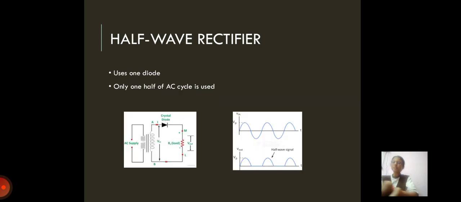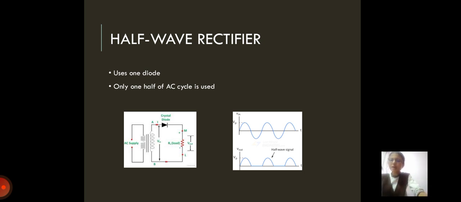These rectifiers are also divided into two types. One is the half wave rectifier and the second is the full wave rectifier. First is the half wave rectifier. In a half wave rectifier, we use only one diode. Only one half of the AC cycle is used. It allows only half of the AC cycle to pass through, so it is inefficient and produces a lot of ripple, because of which it is used in low power applications. Here is the transformer and the diode; only one diode is used in the half wave rectifier.